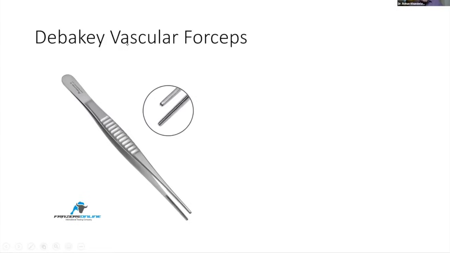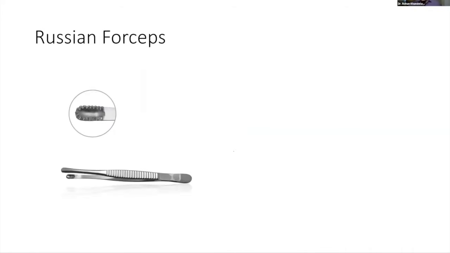For holding vessels, we use a DeBakey's vascular forceps. So DeBakey's vascular forceps will have a horizontal groove like this, and it will have transverse serrations. This is a DeBakey's vascular forceps. Russian forceps is what I use for holding lymph nodes. So you can see that it has multiple small teeth. This is a Russian forceps used for holding lymph nodes.